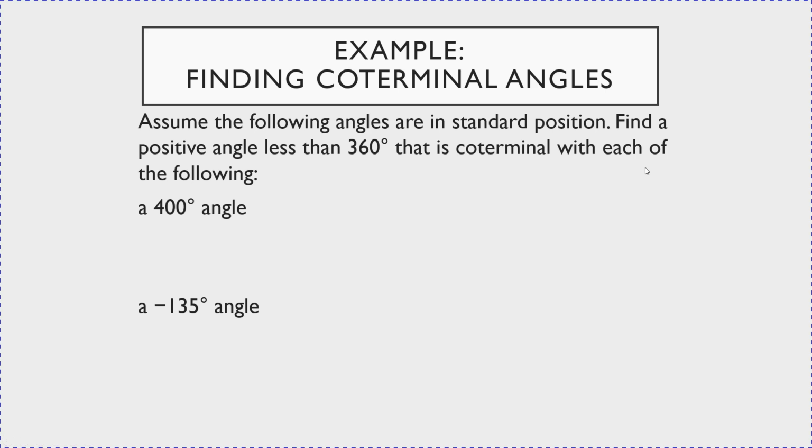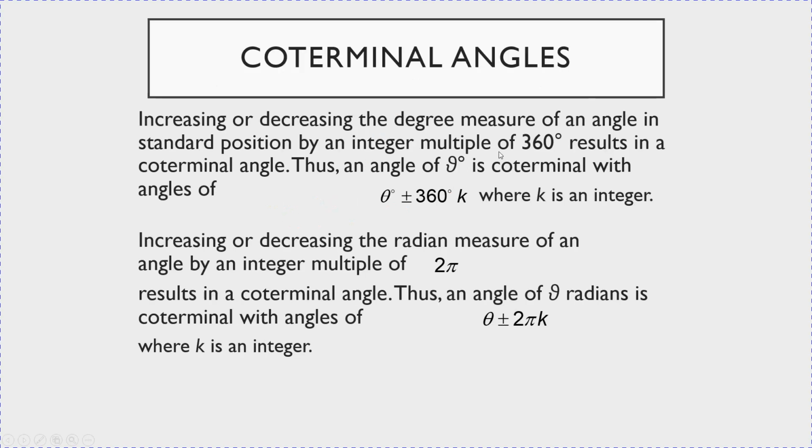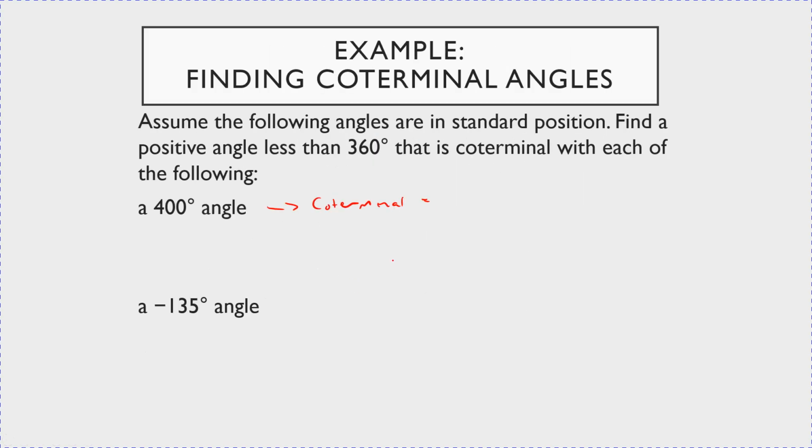All right, so let's assume the following angles are in standard position. Find a positive angle less than 360 degrees that is coterminal with each of the following. So if you take a 400 degree angle, remember you can just add or subtract 360 degrees to get a coterminal angle. So just take 400 degrees minus 360 degrees. What I'm saying here is a 40 degree angle is coterminal with a 400 degree angle.